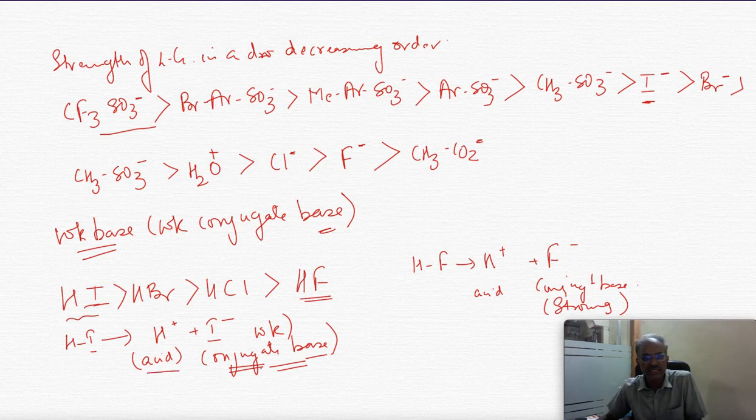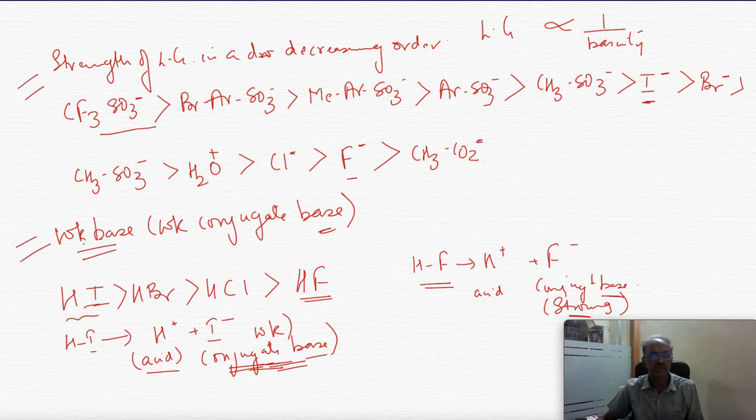If it is a strong acid, then obviously a weak conjugate base, because a strong acid has to give a weak conjugate base. Similarly, a weak acid has to give a strong conjugate base. If it is a strong conjugate base, then obviously it will be a weak leaving group, because leaving group capacity is inversely proportional to basicity. So I minus is a weak base, so it is a strong leaving group compared to fluorine. Just make a note of it, it's very important.